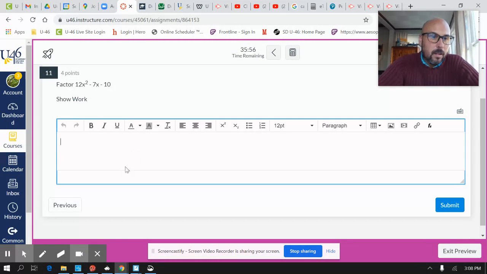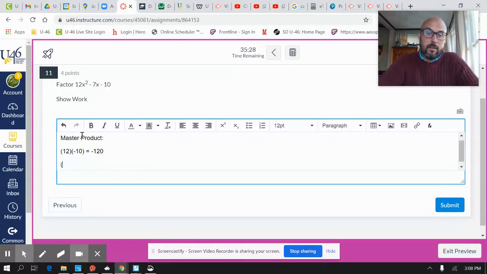Factor. Oh boy, no GCF. Besides 1, only the number 1 goes into all 3 of these terms. And 12 is what they call an abundant number. There are lots of things that multiply to 12. So I'm not going to try to guess and check. I'm just going to do master product. That means I'm going to take 12 times negative 10. That equals negative 120. Find 2 numbers that multiply to negative 120 and add to negative 7.